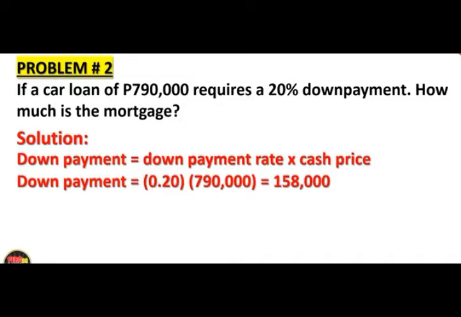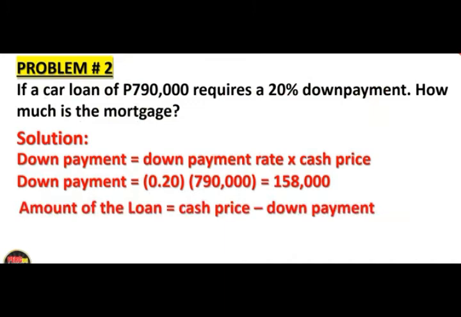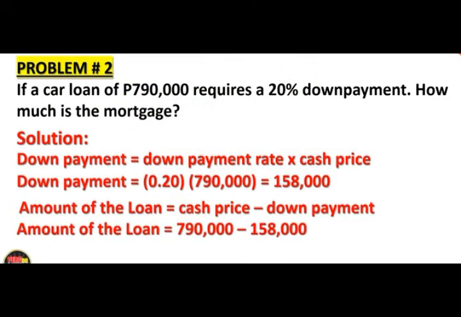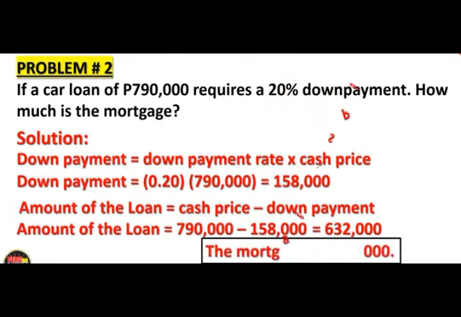But take note that the question is not the down payment amount but the mortgage. In order for us to solve for the mortgage, we will use the formula: amount of the loan equals cash price minus the down payment. The amount of the loan equals the cash price of 790,000 minus the down payment of 158,000. So the amount of the loan is 632,000 pesos. Now, the mortgage, that is the amount of the loan, is also equal to 632,000 pesos.